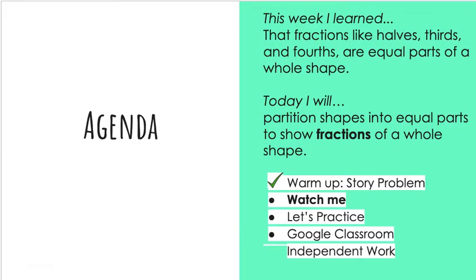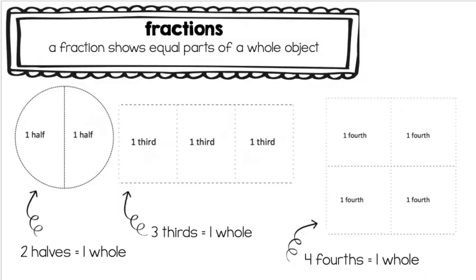So let's quickly remember that fractions are equal parts of a whole object. So here, 2 halves make a whole. So there's 1/2 and another half. Here, 3/3 make one whole. So this is 1/3, 2/3, 3/3 makes one whole. And here, 4/4 make one whole. Count it with me. 1/4, 2/4, 3/4, 4/4.